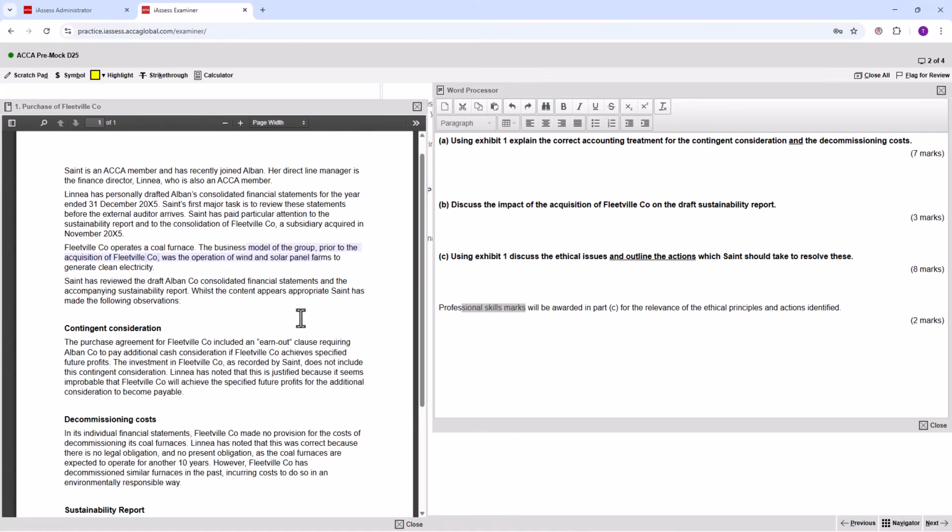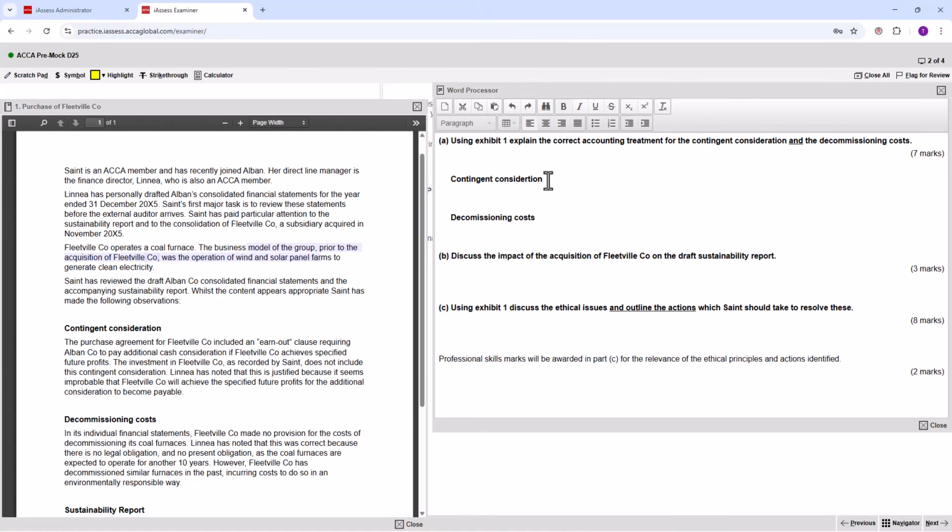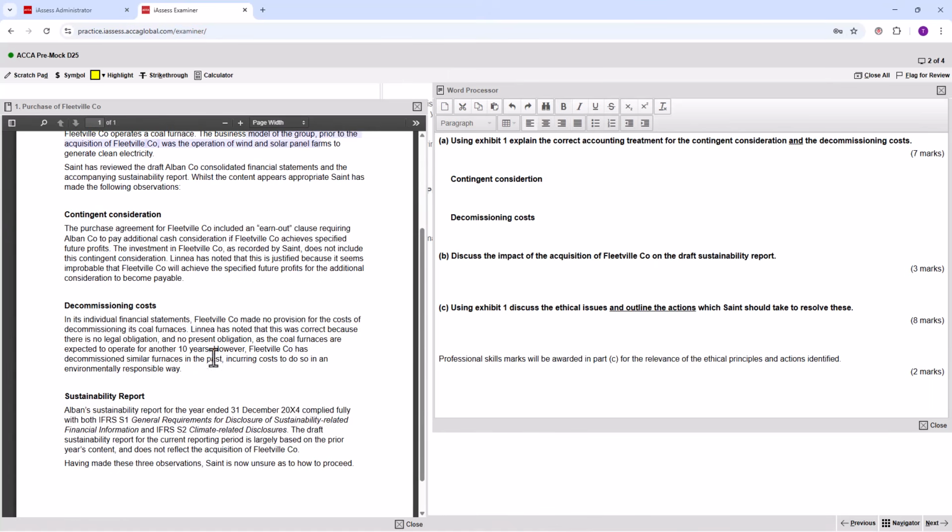What is the requirement of the question of Part A that I'm concentrating on? It is about the contingent consideration. That's what I want to focus on. And it is about the decommissioning costs. And I've got a little paragraph specifically about the contingent consideration. The purchase agreement for buying Fleetville. We are Alban, we are buying Fleetville. It contains an earn-out clause whereby we have deferred, we have additional, we have contingent consideration.